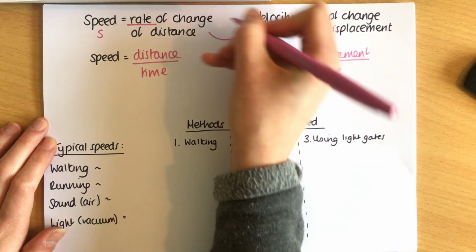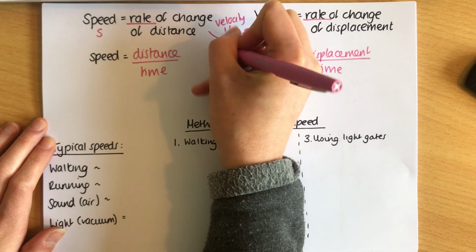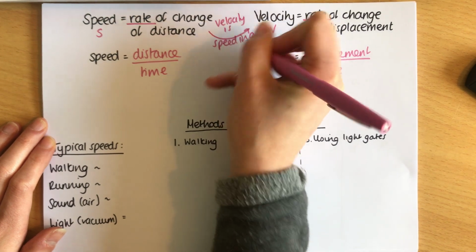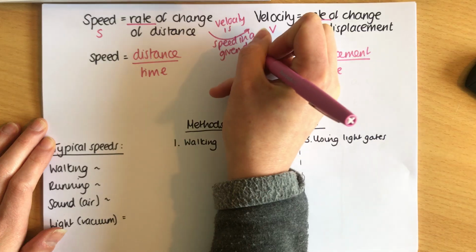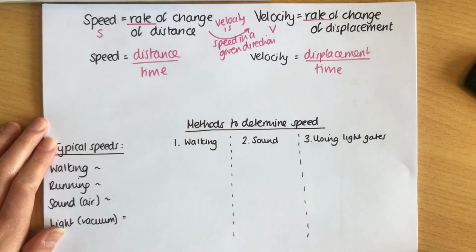Now, in reality, we treat these two things as very similar to each other. We just say that velocity is speed in a given direction. So if I said I'm travelling at 30 miles an hour, I've said a speed. If I say I'm travelling at 30 miles an hour south, it's a velocity.